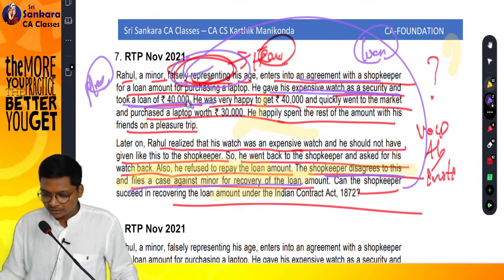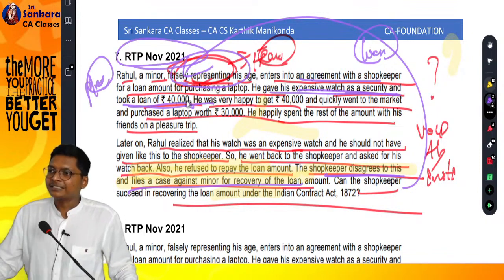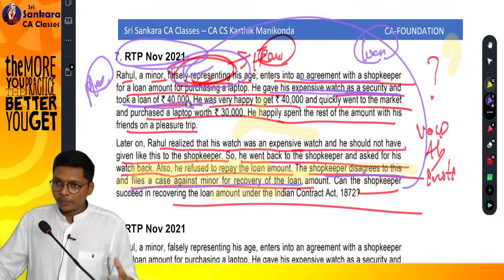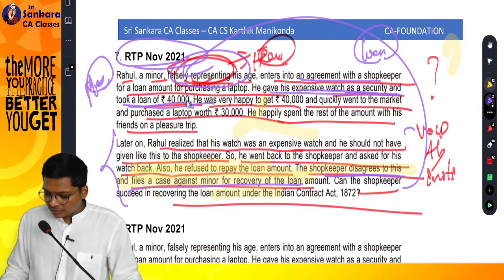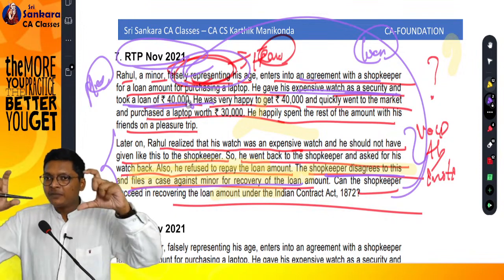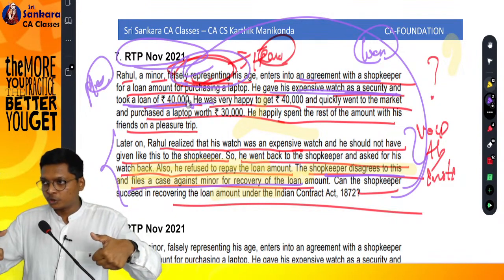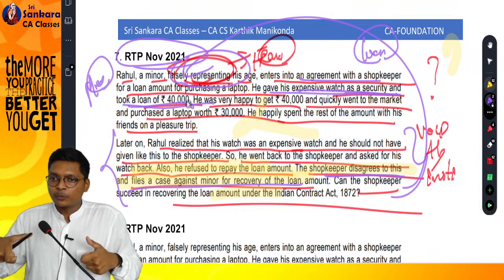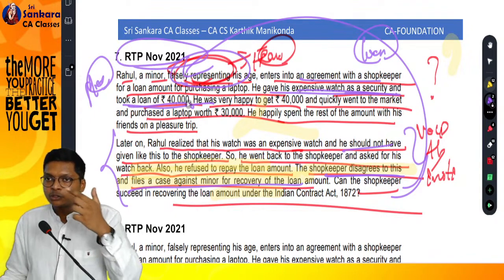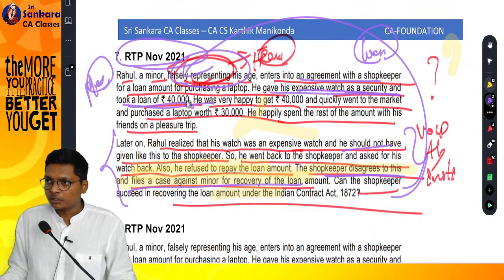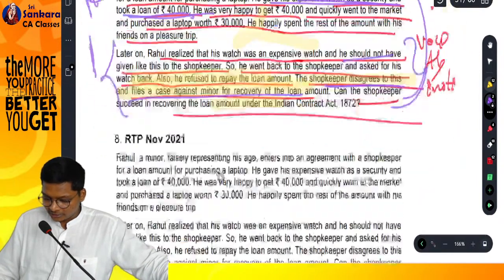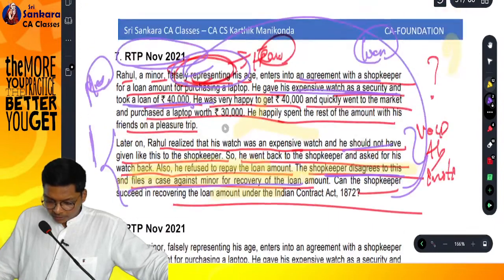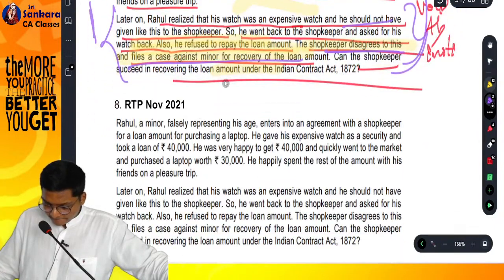Are you able to follow, guys? Just remember, if you want, we'll read the answer of RTP November 21 after doing some set of 10 questions. The first part of the answer says the contract is void ab initio. The second part says the shopkeeper can sue him for the personal property. That means if the minor has any personal property, he can sue that. That's it. Next. Question number 7.